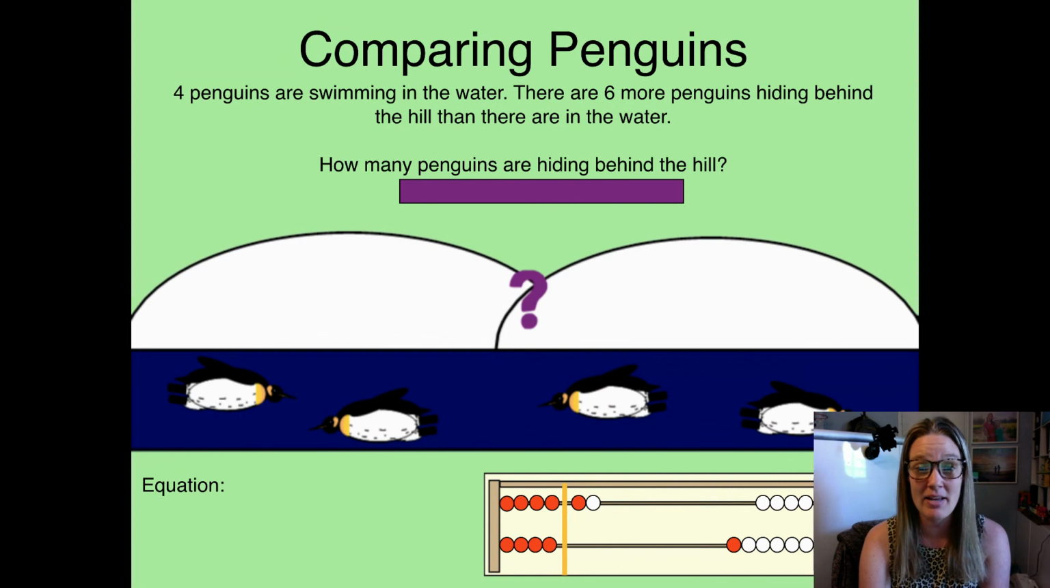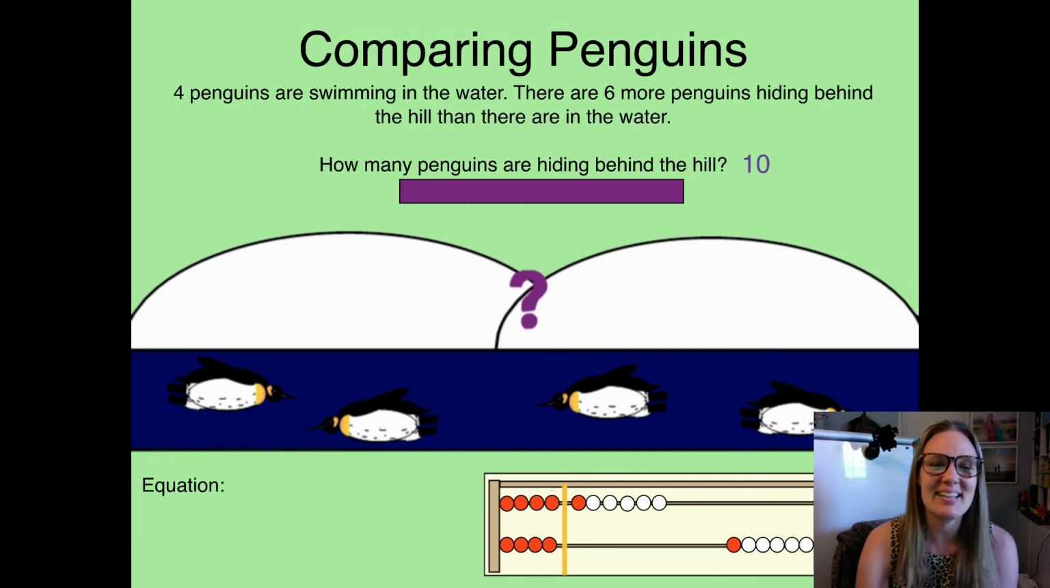So how many are hiding behind the hill? Can you do that math? There's 6 on top and there's 4 on bottom. 6 plus 4, what is it? What do you think? Use your number rack if you need some help. You got this. Yeah, there's 10. Awesome. All right, let's check out the next question.